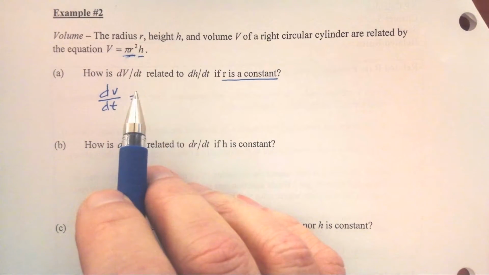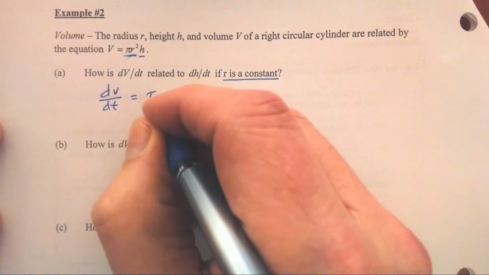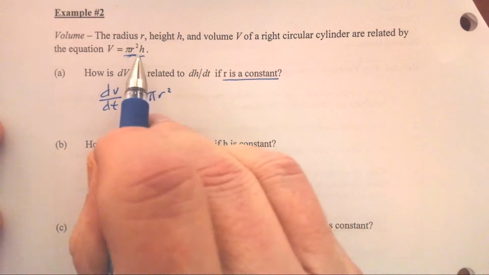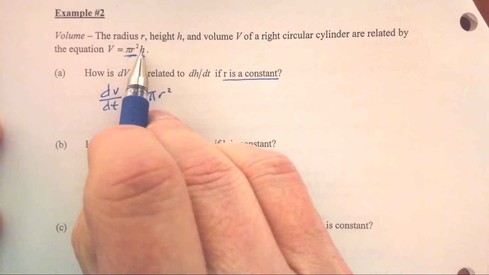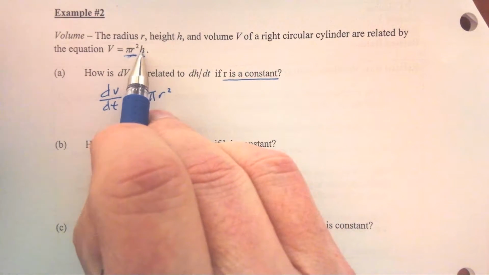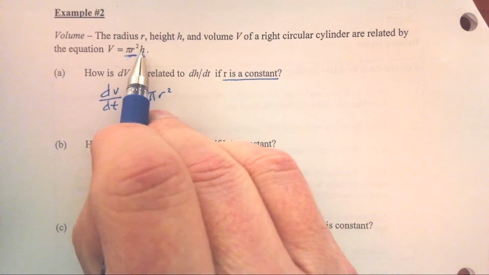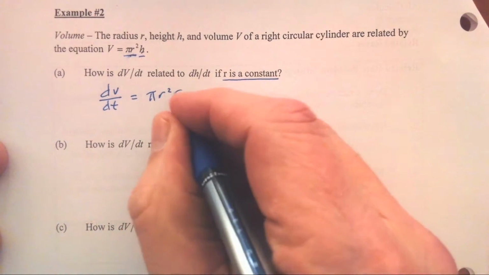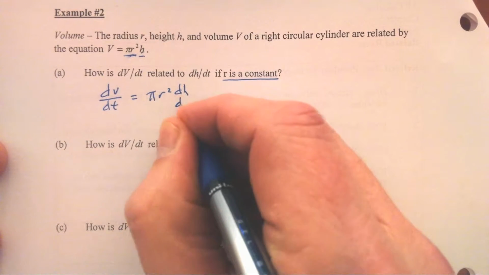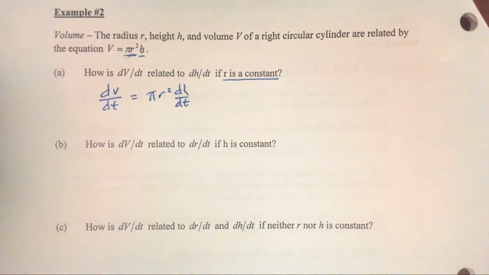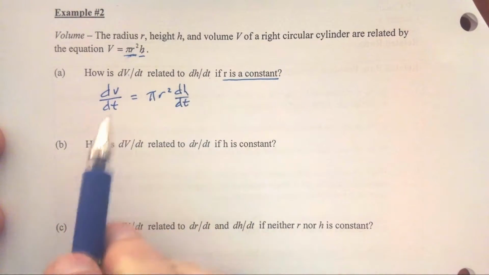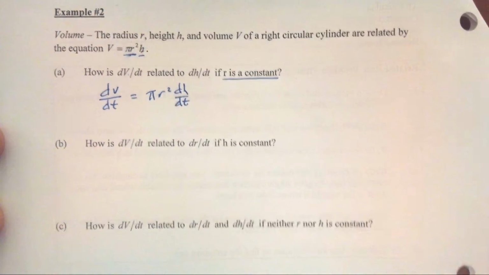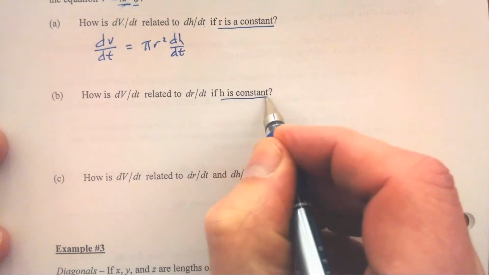Constants survive differentiation, so this is pi r squared. The derivative of h with respect to t, well, if we were taking it with respect to h, it would just be 1. But then the inside derivative, dh/dt. So how is dV/dt related to dh/dt? Like that. Now, what if h is constant?